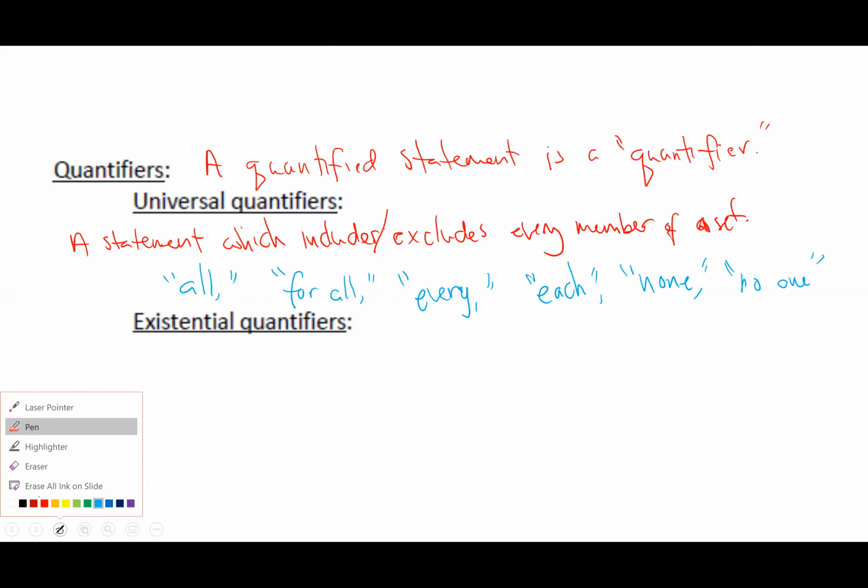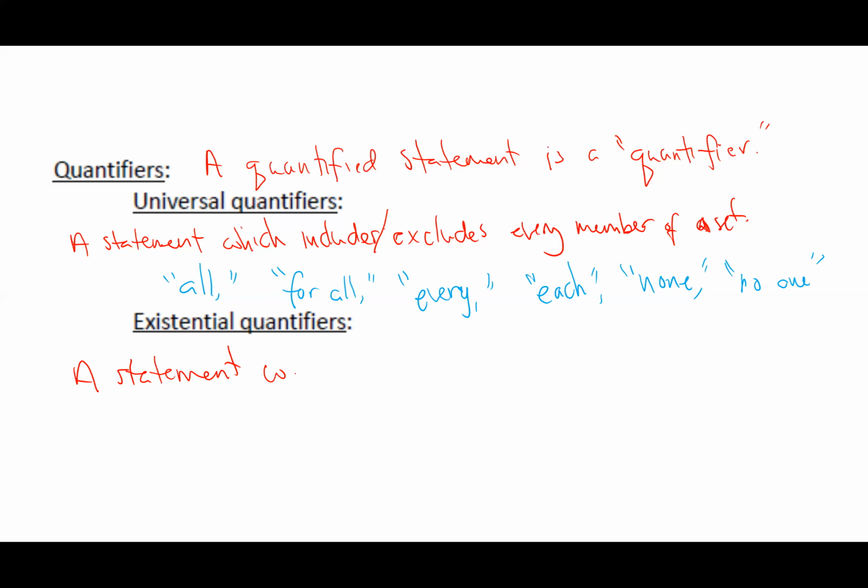Now we've got existential quantifiers. The way we define an existential quantifier is it's a statement which shows existence of particular members of a set without including the universe.